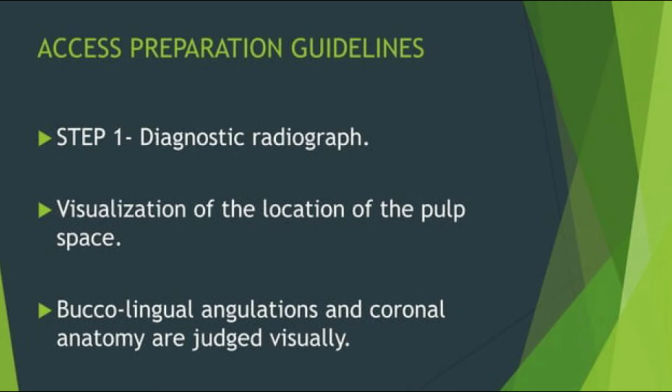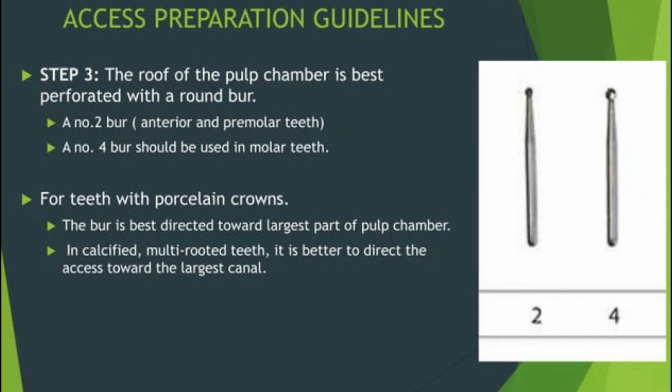The burr is penetrated into the crown until the roof of the pulp chamber is penetrated. A round-ended carbide burr is used for the access opening. What you feel sometimes is a tactile sense or a drop-in sensation into the pulp chamber. Once the drop-in into the pulp chamber is obtained, the burr is moved from inside to outside.